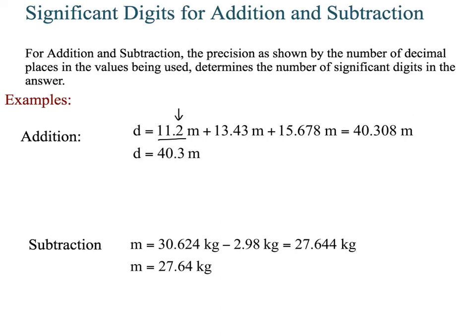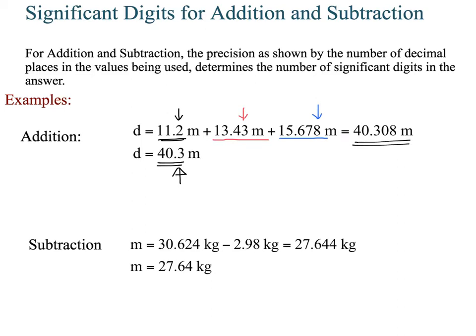It's being added to 13.43. We see that this has been measured to the 100th, so it's a little bit more precise than the previous one. And 15.678, that value right there, has been measured to the 1000th, so that's the most precise value. Now, when we're adding these values together and we're stating our answer, we need to state our answer with the least amount of precision that was used in the calculation. So since 11.2 was measured to the 10th, and that is the least precise value, it's only been measured to 1 decimal place, our answer also is stated to 1 decimal place.